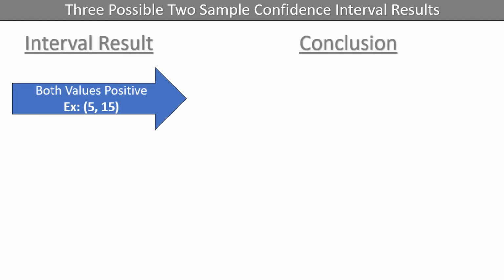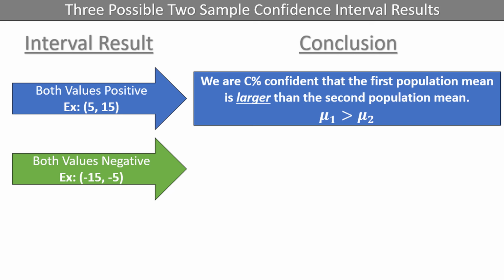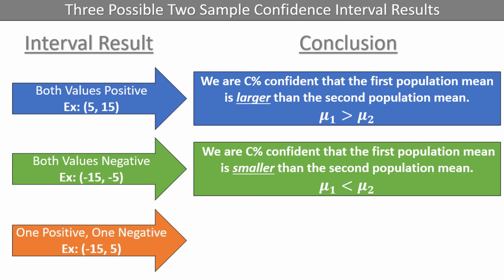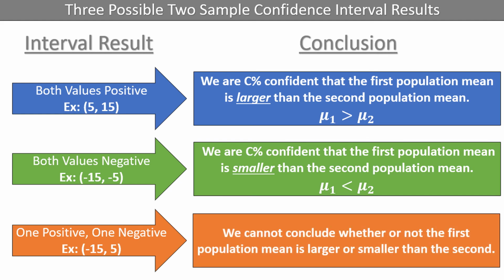For two sample confidence intervals, there are three possible end results. If both values are positive, such as an interval ranging from 5 to 15, that means we are C% confident that the first population mean is larger than the second population mean. If both values are negative, such as negative 15 to negative 5, that means we are C% confident that the first population mean is smaller than the second population mean. If one value is positive and the other is negative, such as negative 15 to 5, we cannot conclude whether or not the first population mean is larger or smaller than the second population mean.